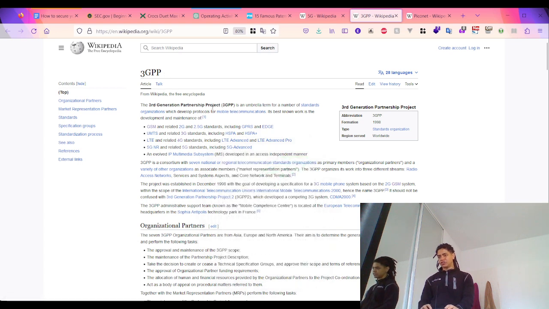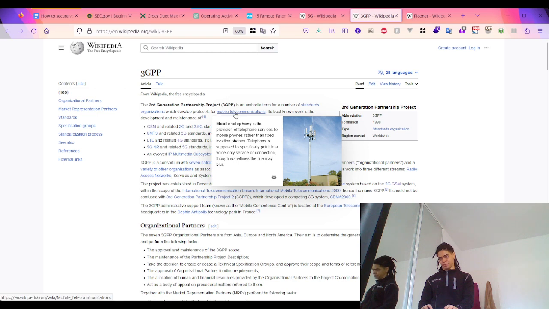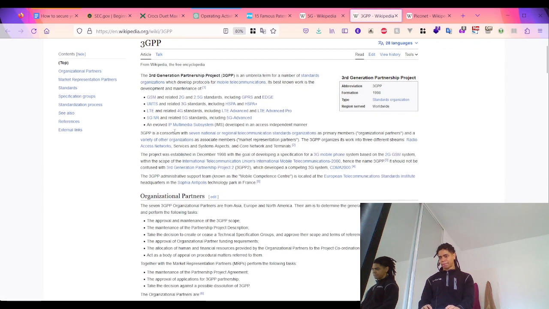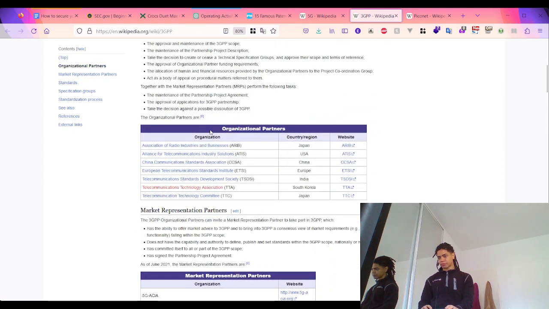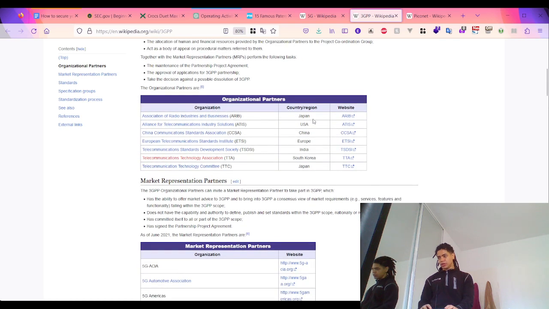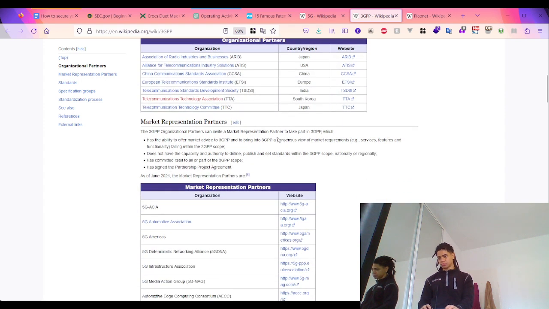The Third Generation Partnership Project is an umbrella term for a number of standards organizations which develop protocols for mobile telecommunications. 3GPP is a consortium with seven national or regional telecommunication standards organizations. So you have them from Japan, USA, China, Europe, India, South Korea, and another one from Japan. Market representation partners.